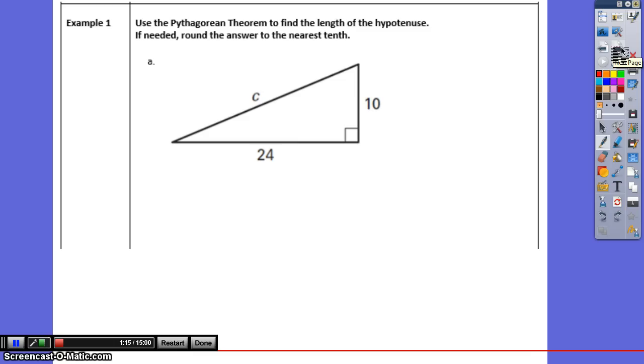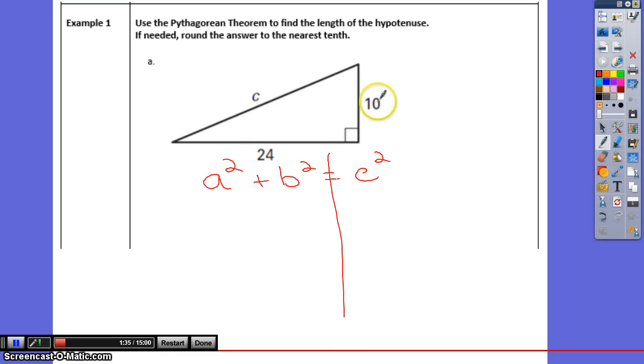All right, let's do this one together. Use the Pythagorean theorem to find the length of the hypotenuse. If needed, round the answer to the nearest tenth. Sometimes it's just a whole number, it's perfect squares. All right, so we start out. We have our A squared plus B squared equals C squared. That's our equation or formula.